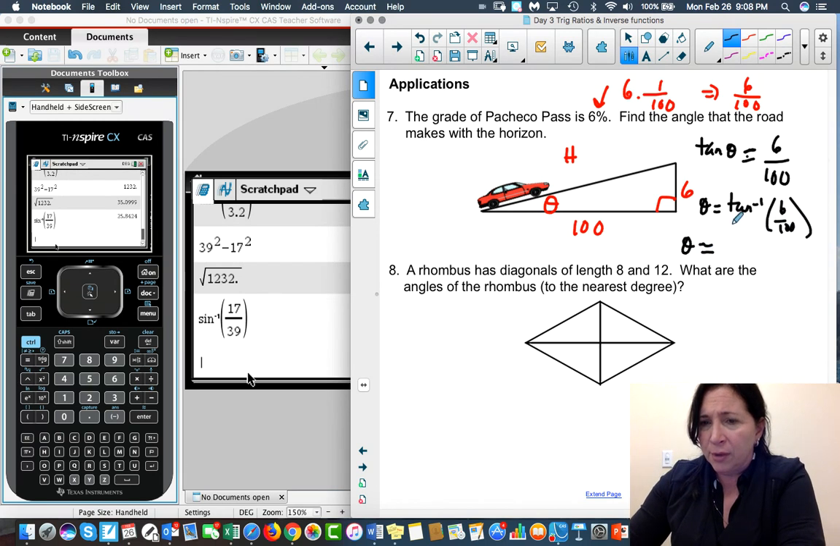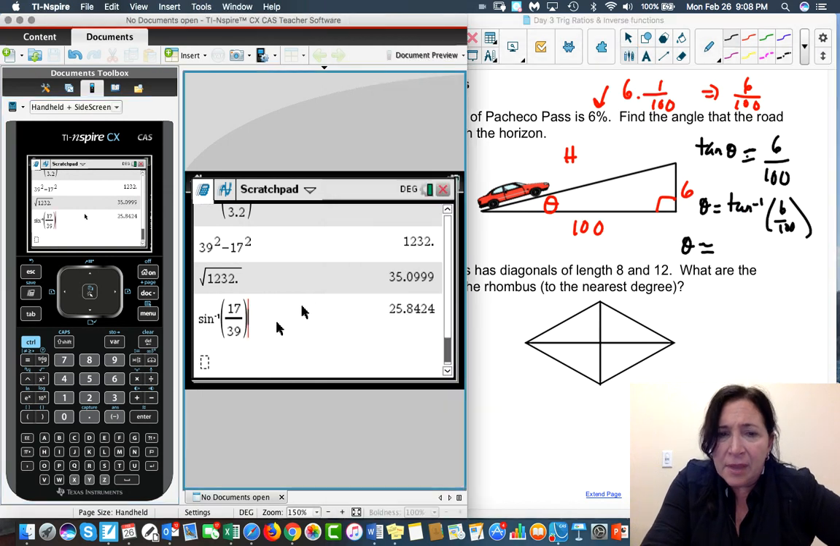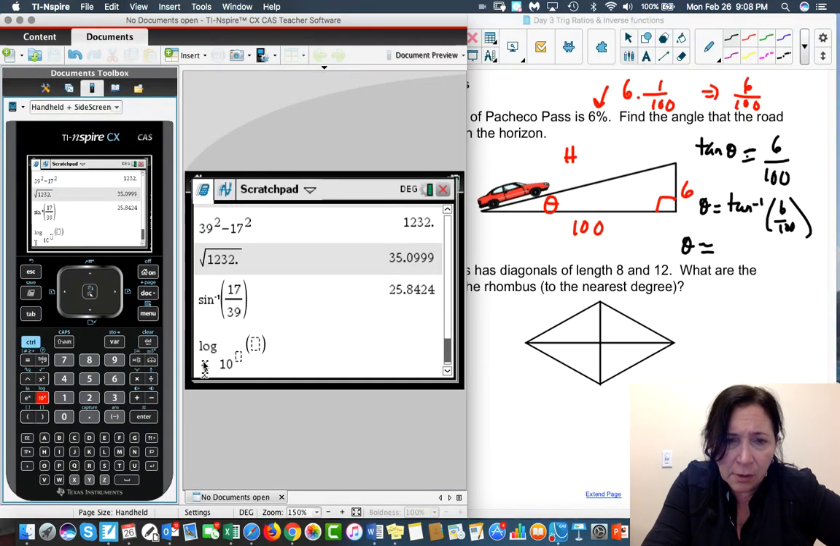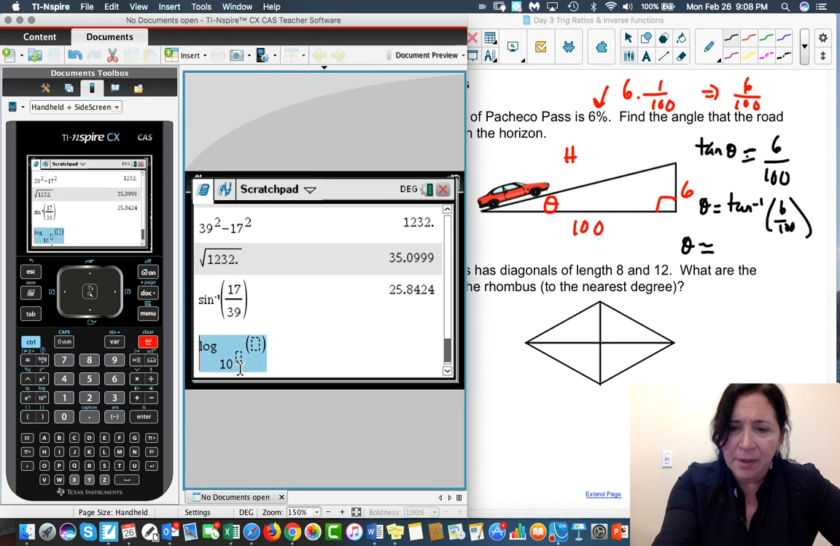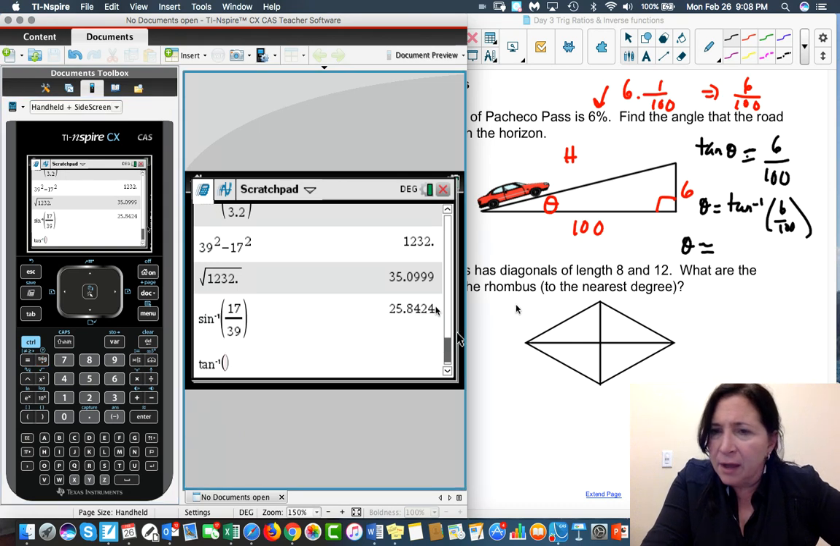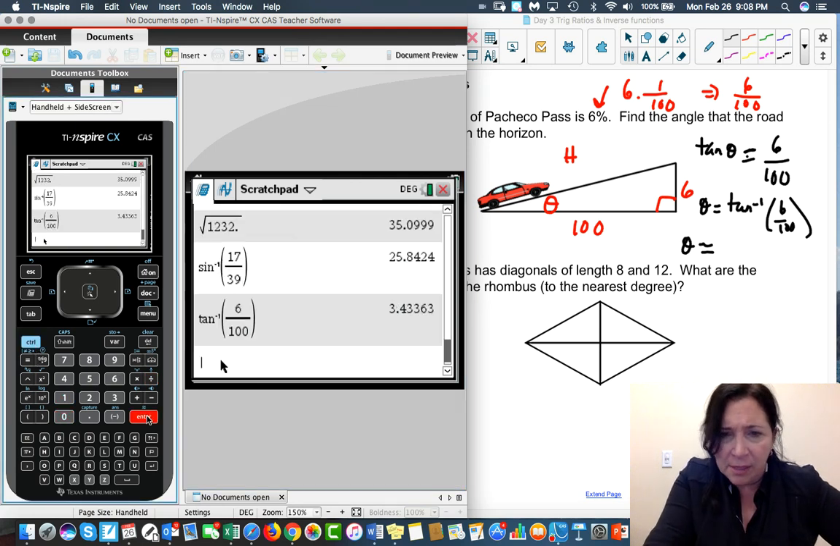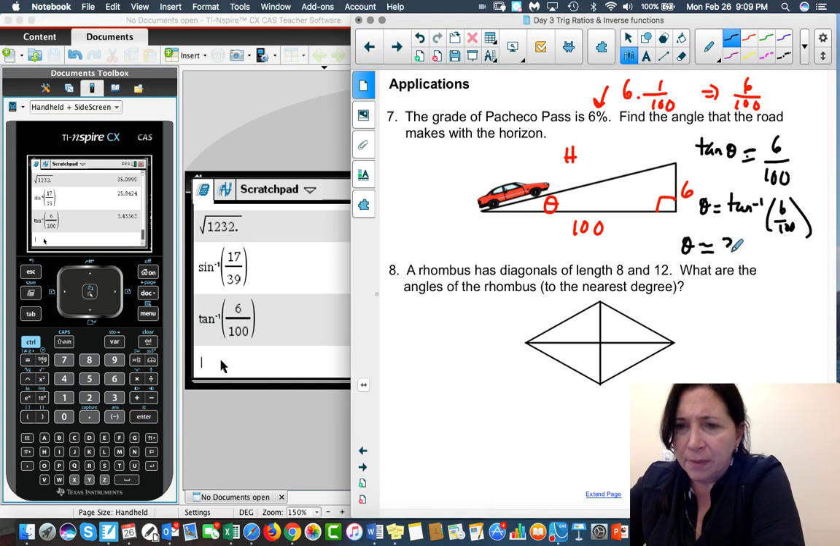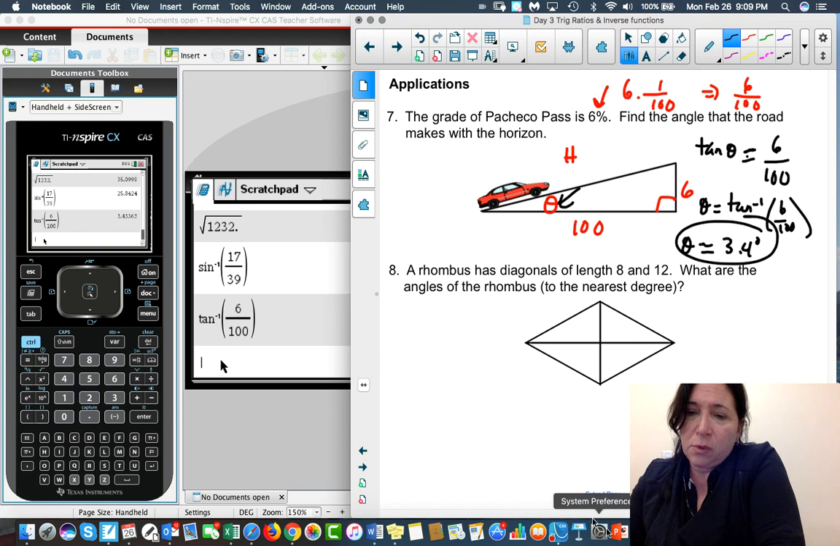And so I'm going to approximate that. Trig function, arc tangent. Okay, that's not what I wanted. Let's delete that. Arc tangent, there it is, of 6 divided by 100 is approximately 3.4 degrees. So it's about 3.4 degrees. That's the grade of the road right there. That's kind of cool, actually.